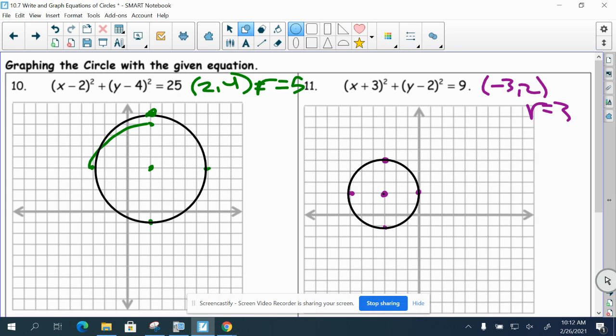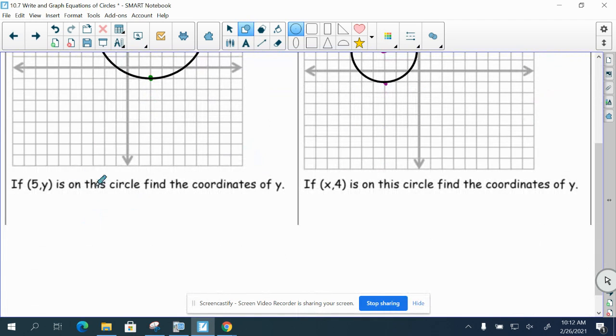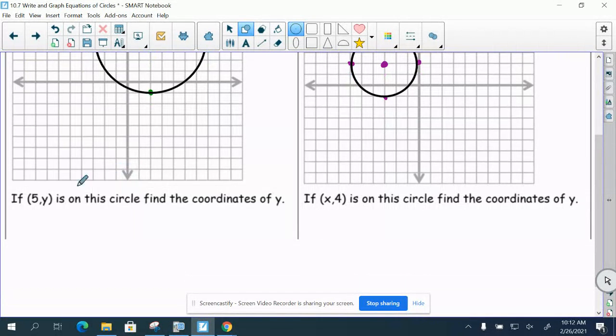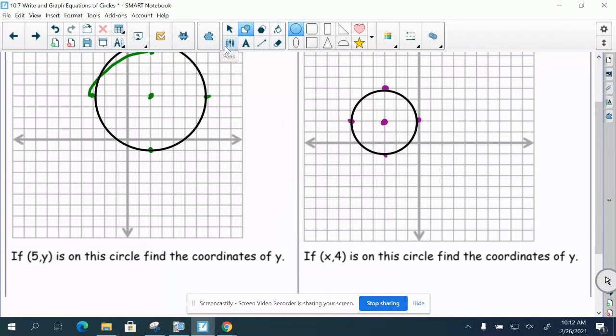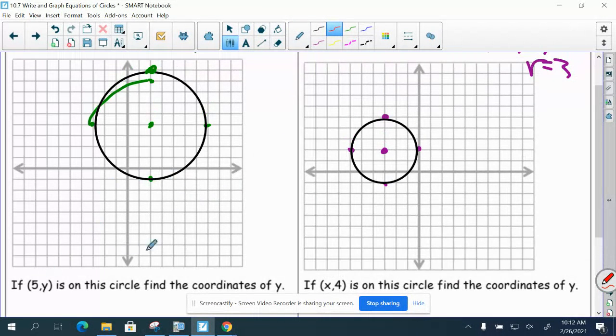And then I just connect the dots like that. Oh, and then there's questions below it. So it says if 5, y is on the circle, find the coordinates of y. So they're saying if 5 is the x, so 1, 2, 3, 4, 5, what would be the possible coordinates of y.